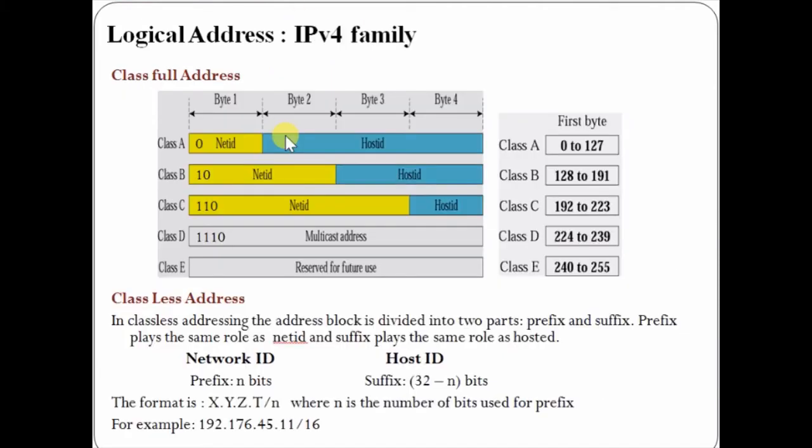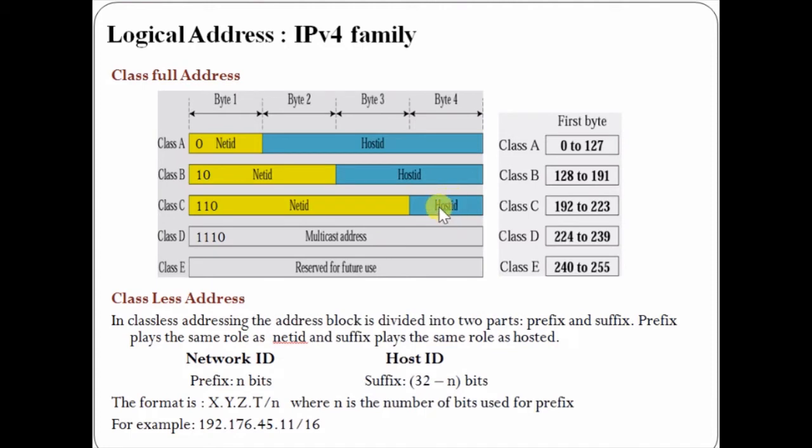In the IPv4 system, we have classful addresses and classless addresses. In classful addressing, we can divide all the IP addresses into 5 different categories: Class A, Class B, Class C, Class D and Class E. In Class A, the network ID is 8 bits and the host ID is 24 bits. In Class B, the network ID is 16 bits and the host ID is 16 bits. In Class C, the network ID is 24 bits and the host ID is 8 bits.